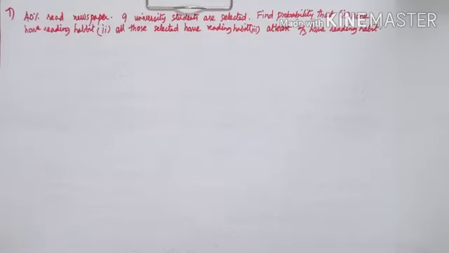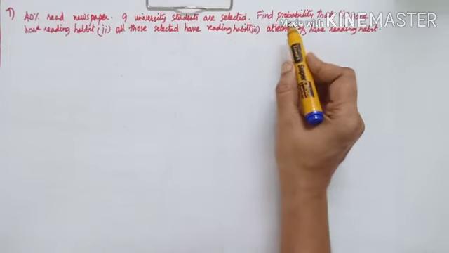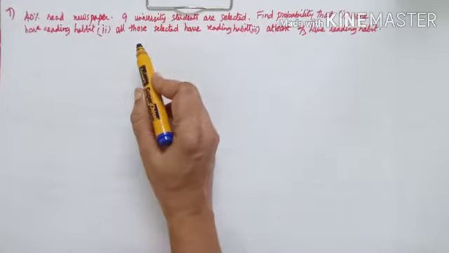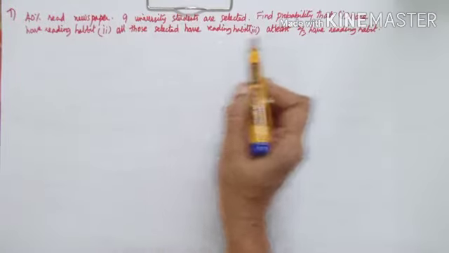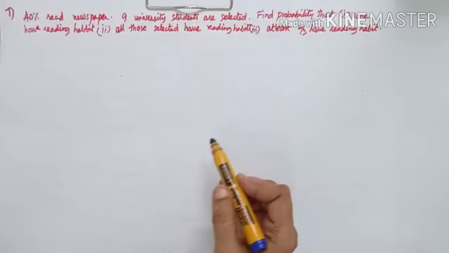Exercise 7.1, question number 7. 40% of students have reading newspaper habit. 9 university students are selected. Find the probability that none have the reading habit, all those selected have reading habit, and at least 2/3 of the people have reading habit.